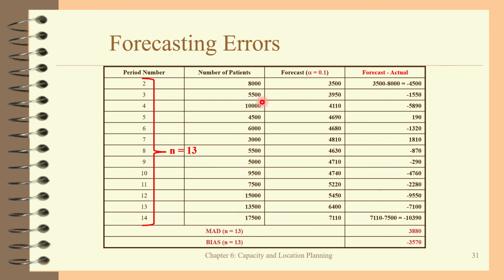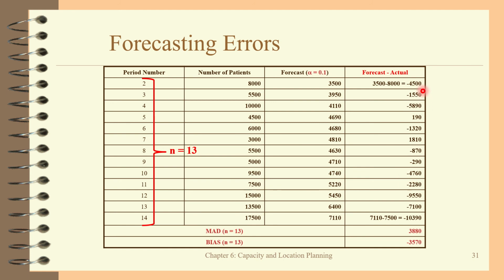3,950 minus 5,500. You got minus 1,550. Do it like this until the last one, that is 7,110 minus 17,500. You got minus 10,390. All right.